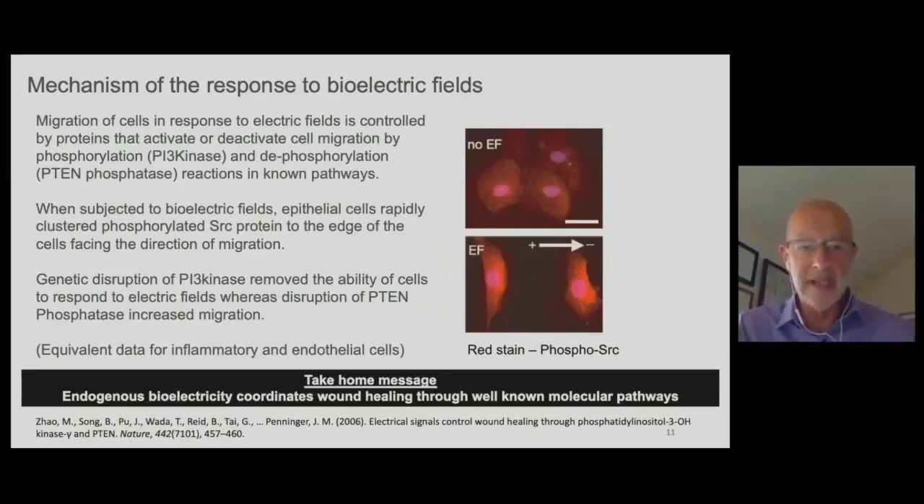And they cluster that Src protein, again, in the direction that the cells are migrating in order to heal the wound. And the authors used some fancy techniques to disrupt the phosphorylation enzymes, in this case, the PI3 kinase. And when you disrupt that, the cells cannot respond to an electric field. And when you disrupt the balancing enzyme, the phosphatase that removes the phosphate from the Src protein, then migration was significantly increased.